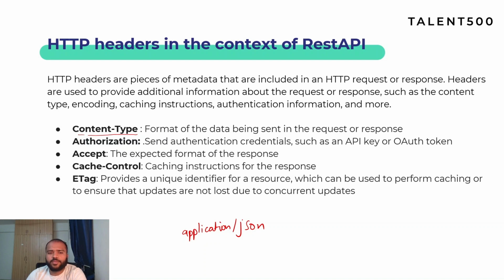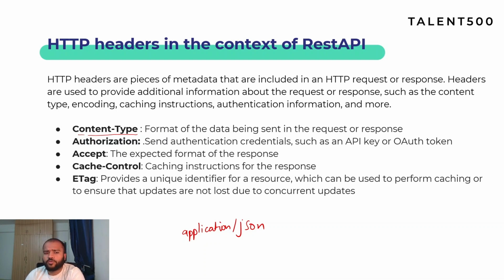Then there is accept, which is the counterpart of content type, where the client tells in what form it accepts the response. So it could be that some API says I can send you the response in 10 different formats, you tell me whatever format you want, and I will send you the response in that format only. So in that case you can use the accept header.